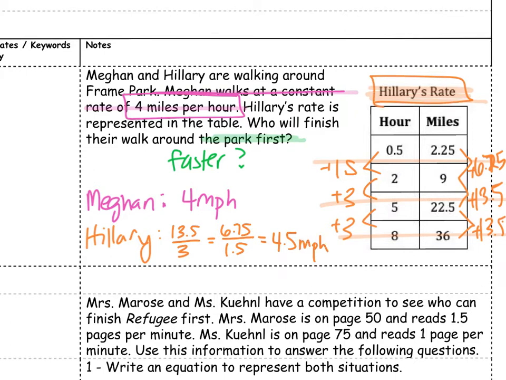We need to figure out who is going to finish their walk first. Well, it's whoever was faster. So Hillary's rate was faster, and Hillary will finish first. So that's one type of comparison we may have to make.